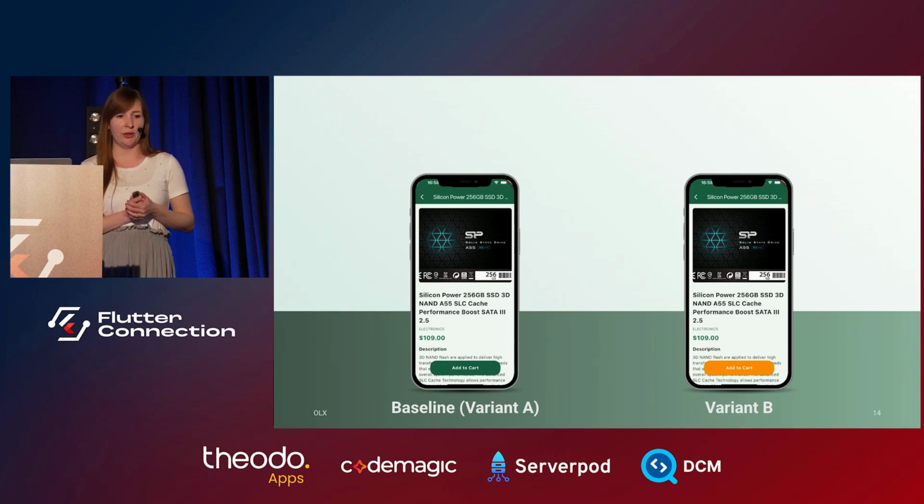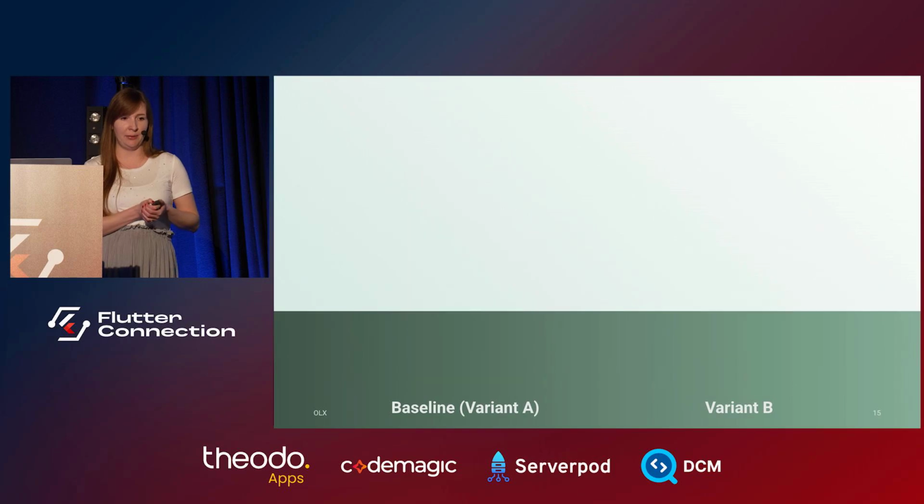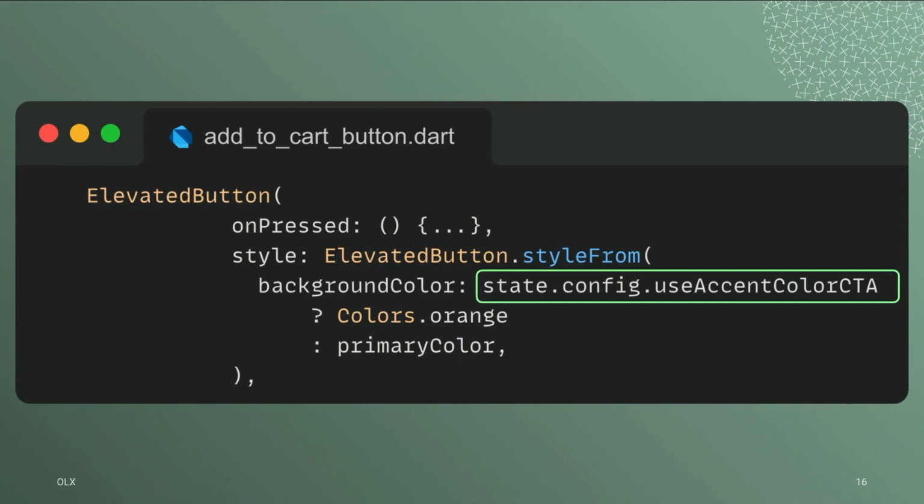And I'll be showing the example using Firebase A/B testing. And inside the application, in my UI code, it's as simple as just using an if based on some use accent color call to action value that I'll be getting from a config. I'll show you in a second. And based on that, I can decide which color to use.